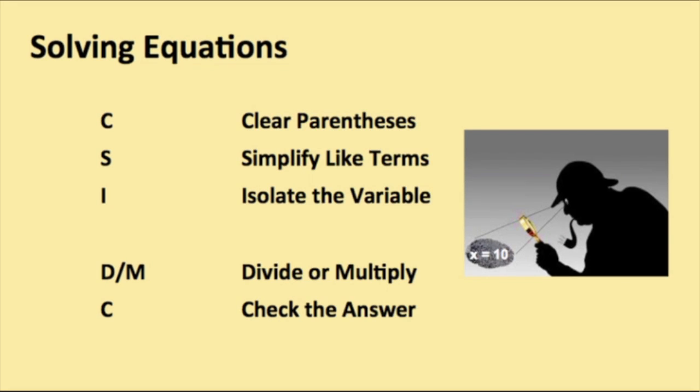The C reminds us to clear the parentheses by multiplying. The S stands for simplifying like terms, grouping things that have similar items. The I stands for isolating the variable, moving the variable to the left side of the equation and the constants to the right side. The D and the M is how we manipulate the equation so the coefficient in front of the variable is 1.